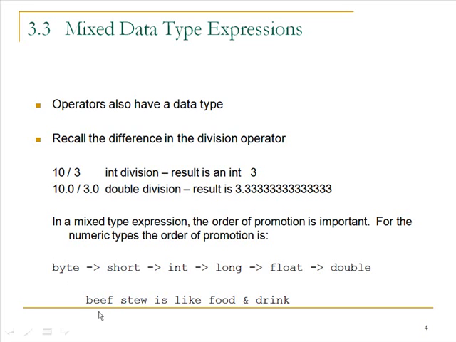So one of my students made up this "beef stew is like food and drink" to help you remember the order: B, S, I, L, F, D. Memorize those now. Take a piece of paper and write down the 6 numeric data types in order, and then look at the screen again and see how many you got right, and keep doing that until you can write down those 6 data types in order. There isn't any way around it. You just have to know that.